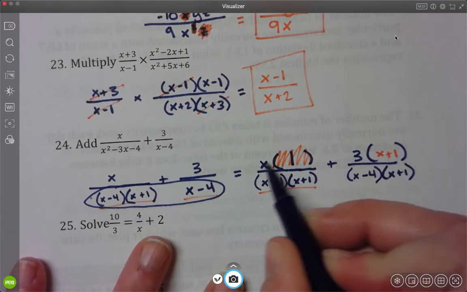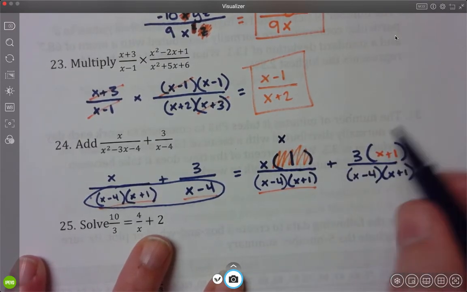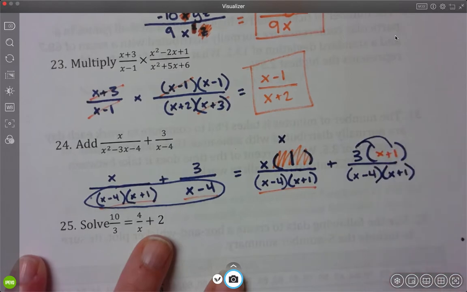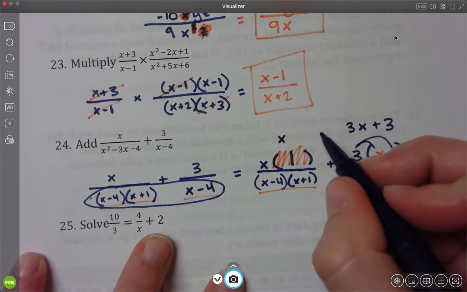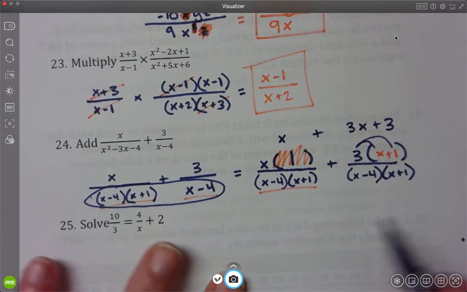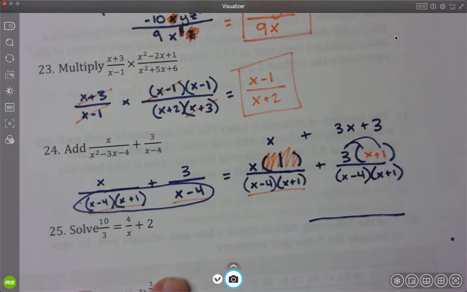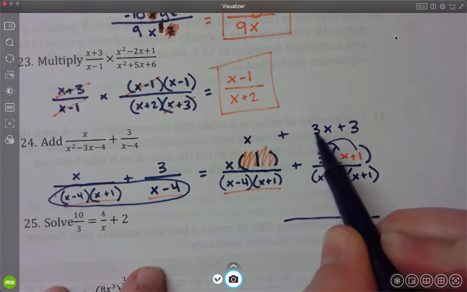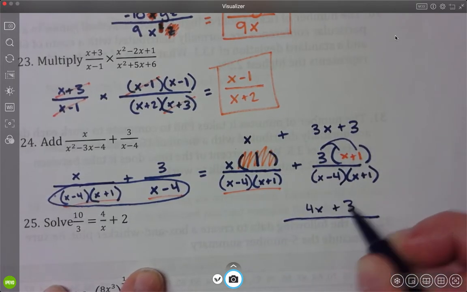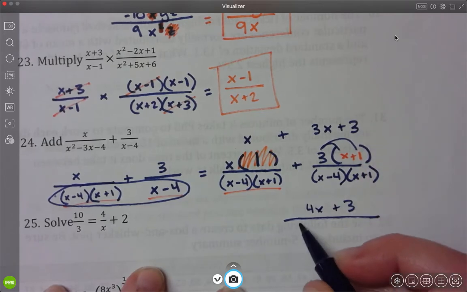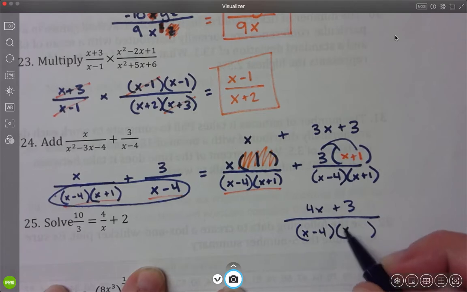All right, on the top here, x times 1 is just x. This 3 I'm going to distribute through, so this will be 3x plus 3. And then I have a plus sign in between those two. So for my final answer, I have x plus 3x, which will be 4x, plus that 3 on the end there, all over x minus 4 and x plus 1.